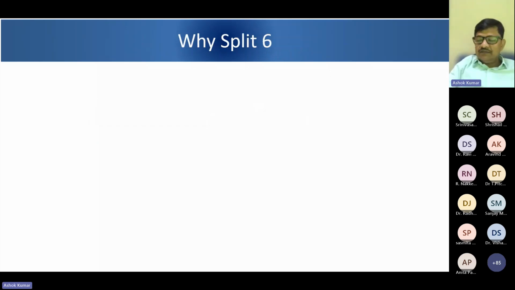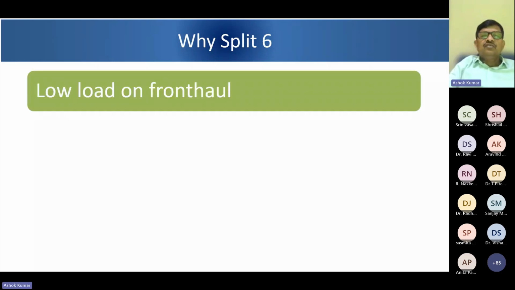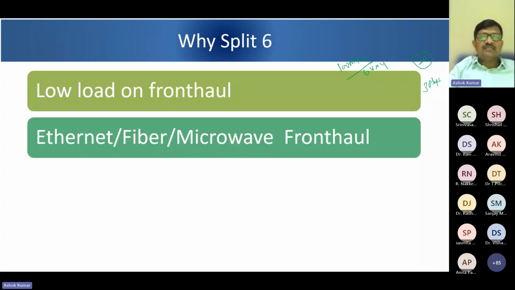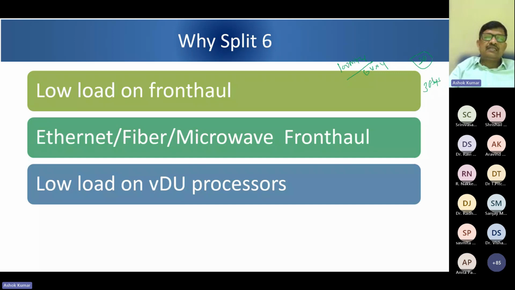Now the last slide: why split 6, what is the benefit? The load on fronthaul is low. We have seen in our example of 100 megahertz spectrum, 64 by 64, that if I use split 6, my fronthaul requirement was only 3 Gbps compared to 20 Gbps in split 7.2 and 200 plus Gbps in split 8. So small cell is a good example of using it. And then you can use any kind of fronthaul: Ethernet, fiber, microwave, etc.